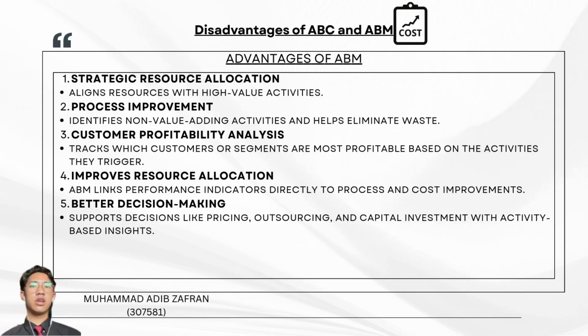Now, let's look at activity-based management, or ABM, which builds on ABC. ABM focuses on strategic resource allocation, ensuring time, money, and effort go to activities that actually add value. It drives process improvement by identifying non-value-added activities, helping businesses eliminate waste and operate more efficiently. ABM also helps with customer profitability analysis, showing which customers or segments are the most and least profitable based on the activities they trigger. It provides better performance measurement, tying operational metrics directly to cost and process outcomes. And finally, ABM supports better decision making across pricing, outsourcing, and investment by providing deeper activity-based insight. So, in essence, ABM takes the information from ABC and turns it into action, guiding real business improvement.